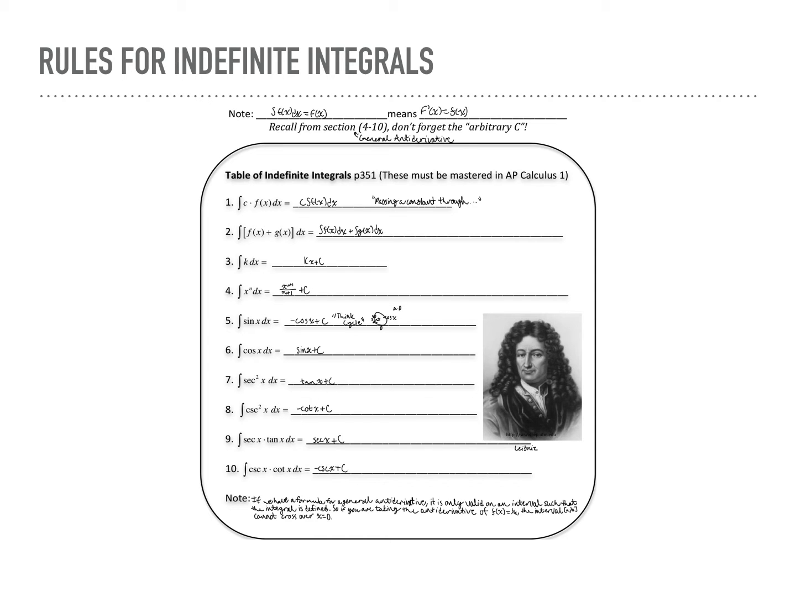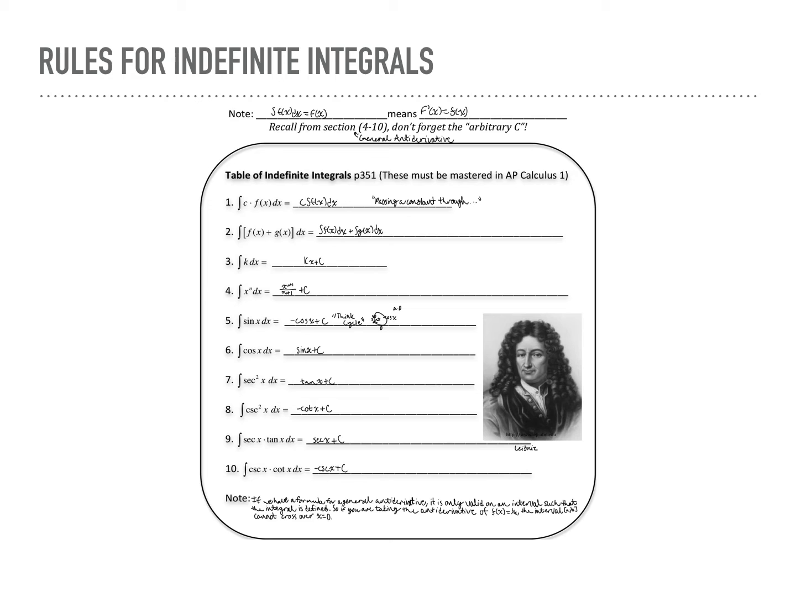When it's the integral of sine, it becomes negative cosine x plus c. And when it's cosine x dx, it becomes sine x plus c, and secant squared x becomes tan x plus c. Cosecant squared becomes negative cotangent x plus c, and secant tangent becomes secant x plus c. And cosecant times cotangent becomes negative cosecant plus c.